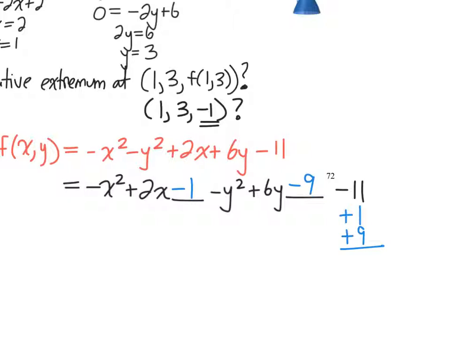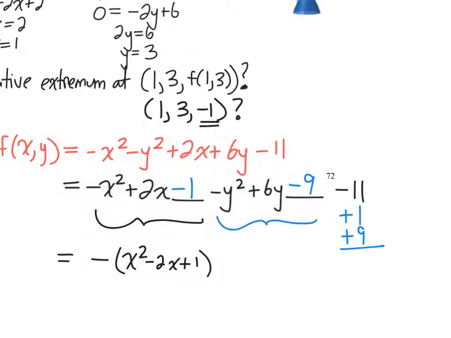All right, so I have a GCF over here. I'll pull it out. X squared minus 2x plus 1. I have a GCF over here, also a -1, so minus y squared minus 6y plus 9, and then minus 1. All right, -11 plus 10.